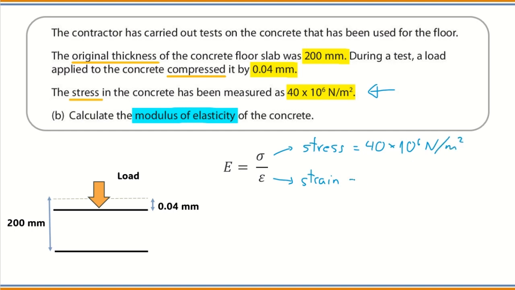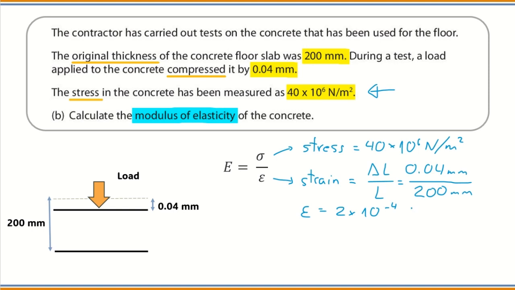And the strain is the change in length, represented by this Greek letter called delta, over the original length. The change in length is 0.04 millimeters over the original length, which is 200 millimeters. And the strain is 2 times 10 to the power of -4.